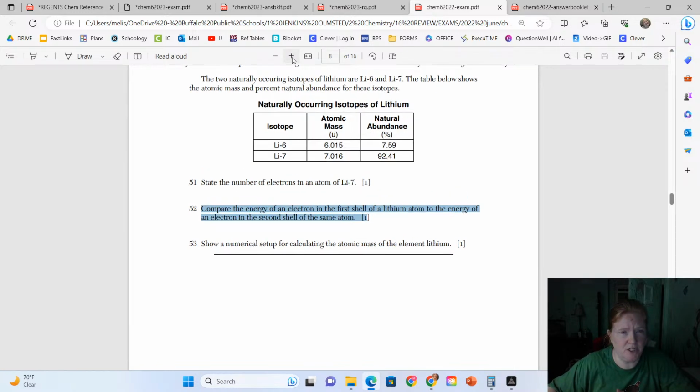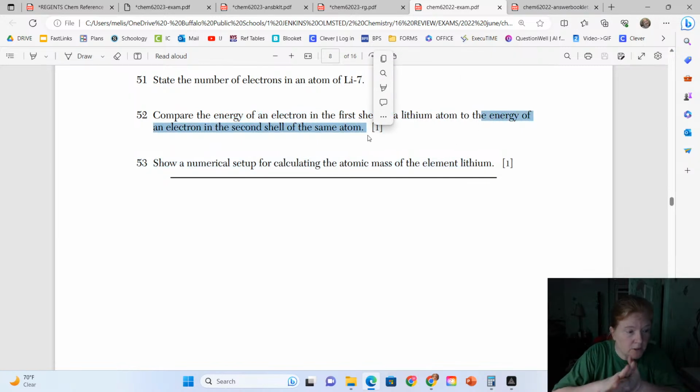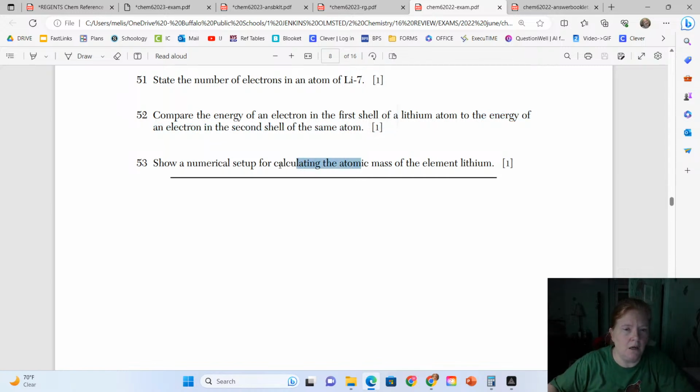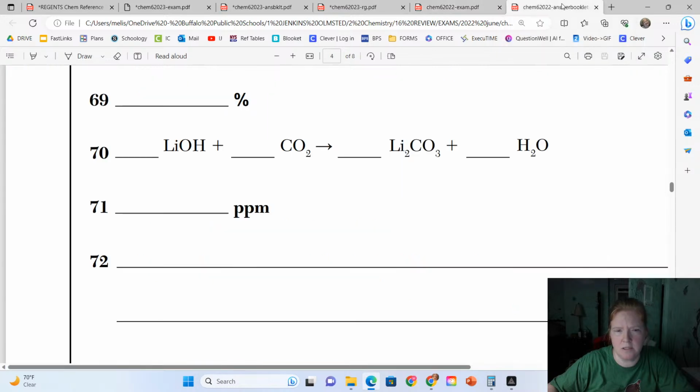Also, it's a compare question. Compare means it's either equal, greater, or less. The energy of an electron in the first shell to the energy of an electron in the second shell. The second shell has more energy. Third shell has more energy than the second shell. A higher energy level has more energy, okay? Okay, atomic mass. I'm going to leave this question here, but I'm going to go back to this one.